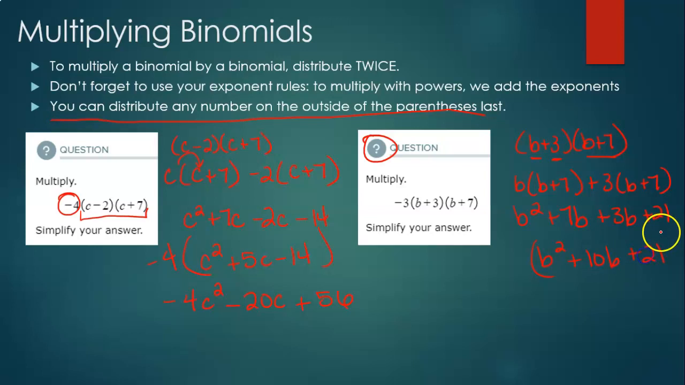And then don't forget, all of that needs to be multiplied by negative 3, which is real easy to forget. I forget it sometimes. Negative 3b squared minus 30b minus 63.